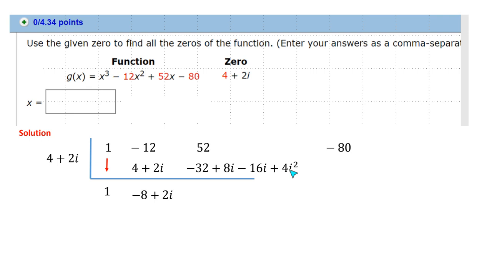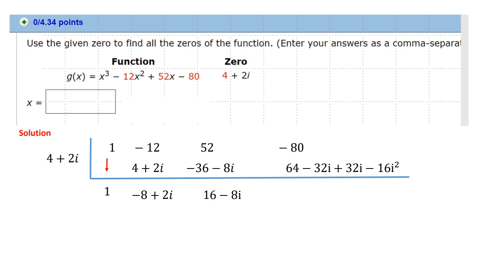So i squared is the same as negative 1 times 4 is negative 4, plus a negative 32 is negative 36, and then 8i minus 16i is negative 8i, right? So negative 32 minus 4. Let me clean it up. So now we're at negative 36 minus 8i. If I add the 52, then I get 16 minus 8i.